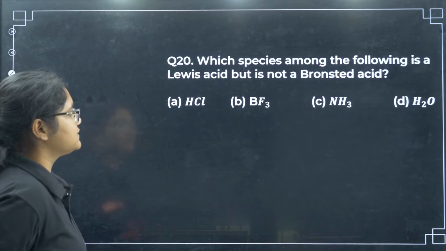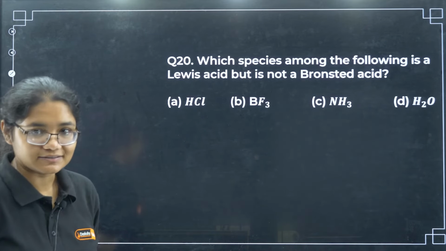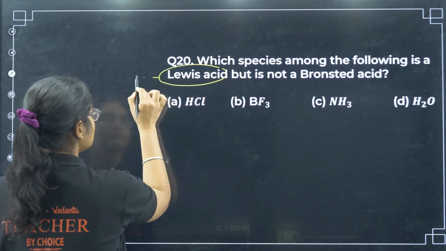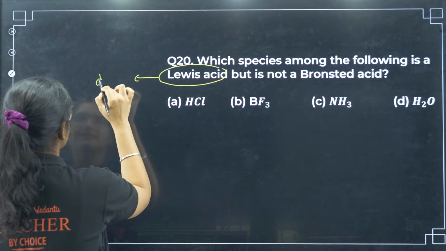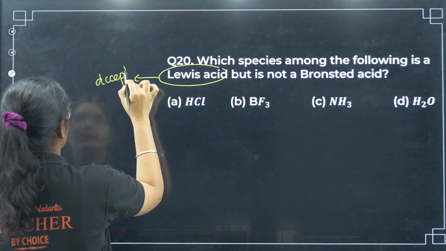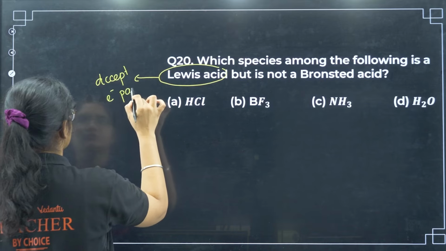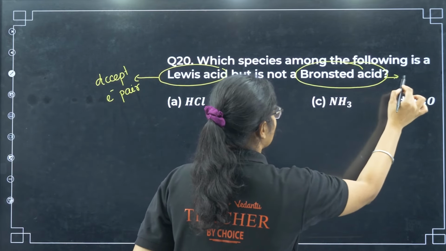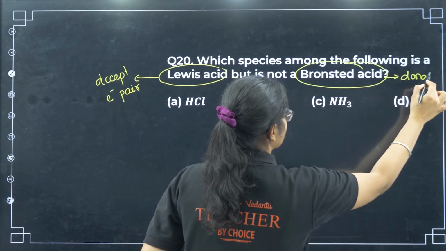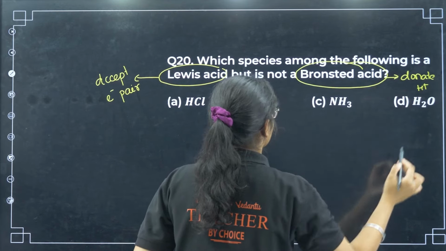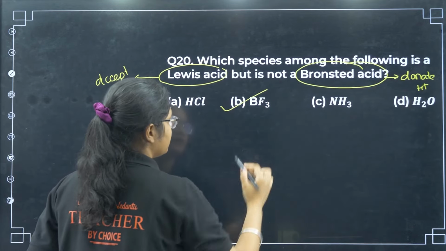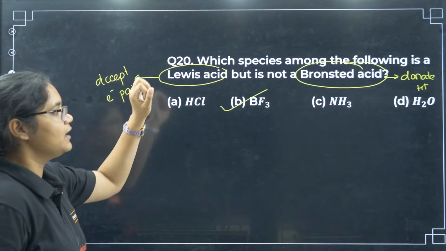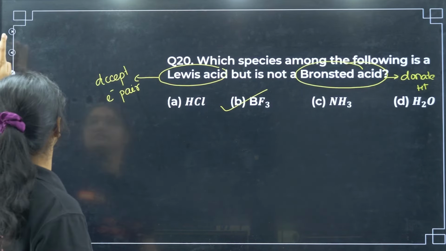Which of the species among the following is a Lewis acid but not a Bronsted acid? Lewis acid means what? Accept electron pair, that is Lewis acid. And what is Bronsted acid? Donate H plus. Okay, so here the answer will be BF3 because it has a vacant orbital, it can accept electron pair but it will not donate H plus.